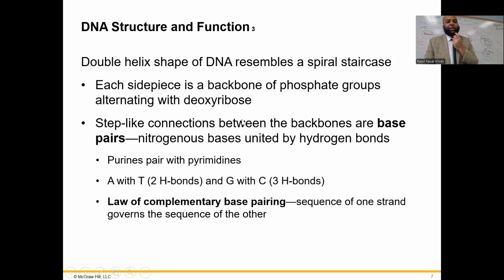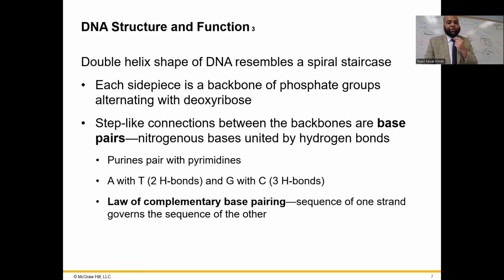Structure and function. The double helix shape of the DNA resembles a spiral staircase. So each side piece is a backbone of phosphate groups alternating with deoxyribose. So the step-like connections between the backbones are base pairs. So nitrogenous bases are united by hydrogen bonds. They are united by hydrogen bonds. And we talked about that.